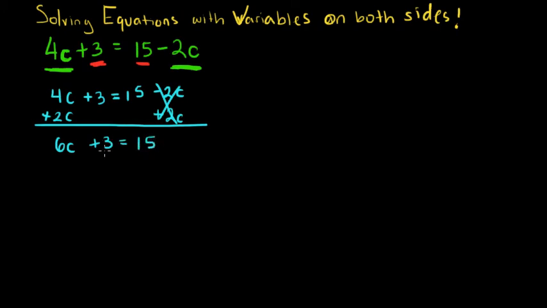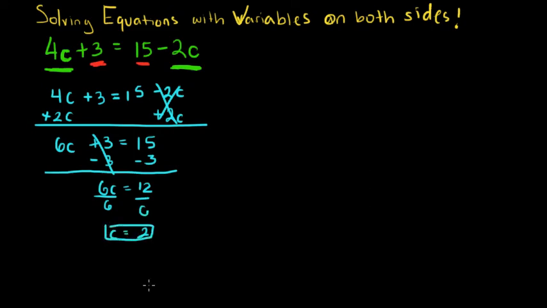And now I need to get the Sneetches without stars, the constants, to the other side. Minus 3 on both sides. Those cancel out. I'm left with 6c equals 15 minus 3, which is 12. Divide both sides by 6, and c is equal to 2. So there's my answer, 2. Fun stuff. Alright, let's do another example.